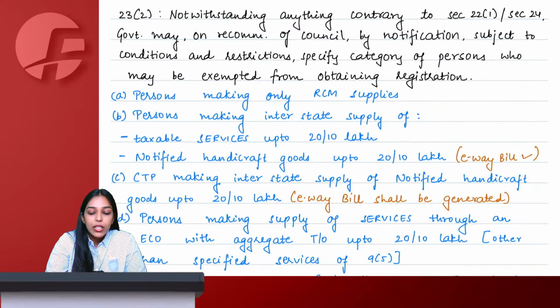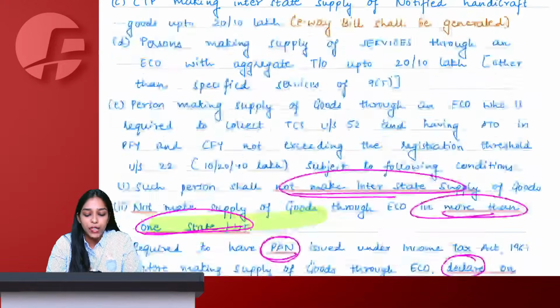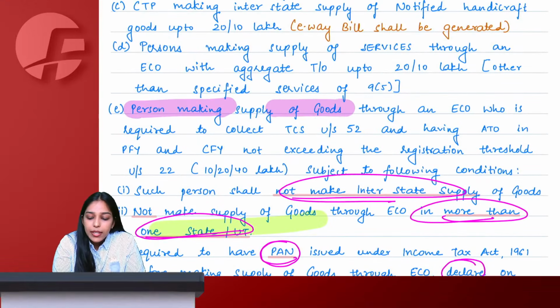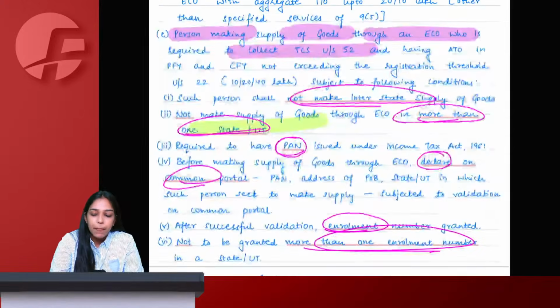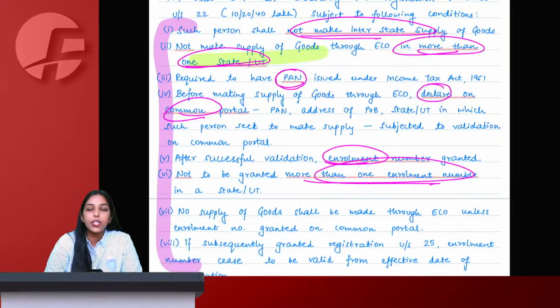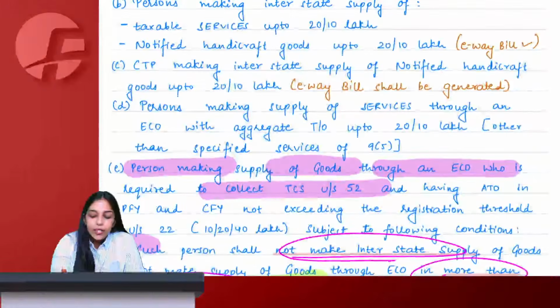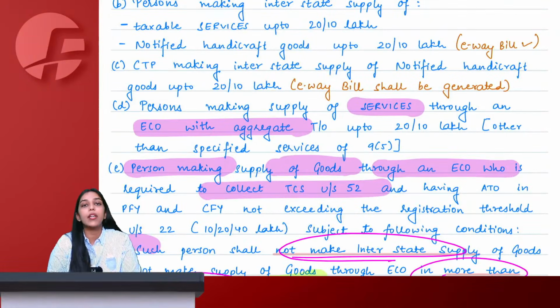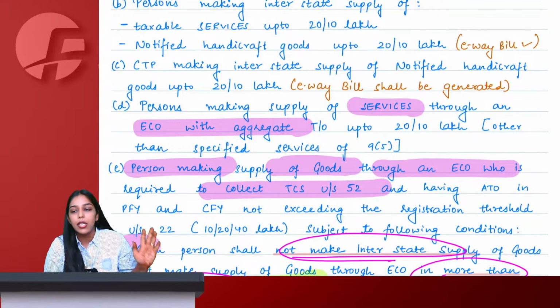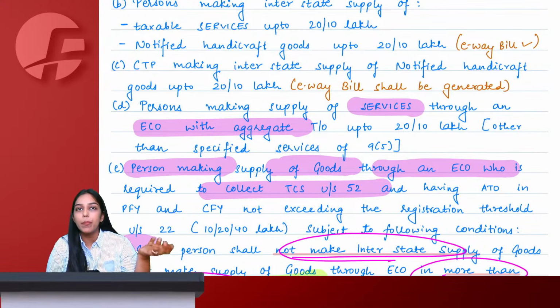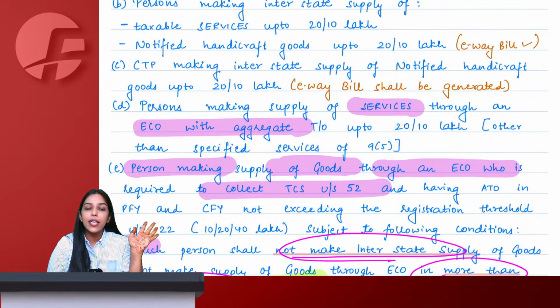Then there are some other notified people also who are not required to take registration, and they are same as section 24C. A person making supply of goods through an e-commerce operator who is required to collect TCS, if you are fulfilling all these conditions, we already saw. Then a person supplying services through an e-commerce operator. We already know there is a blanket exception that any person supplying services through an e-commerce operator need not take registration unless you actually reach your threshold limit.